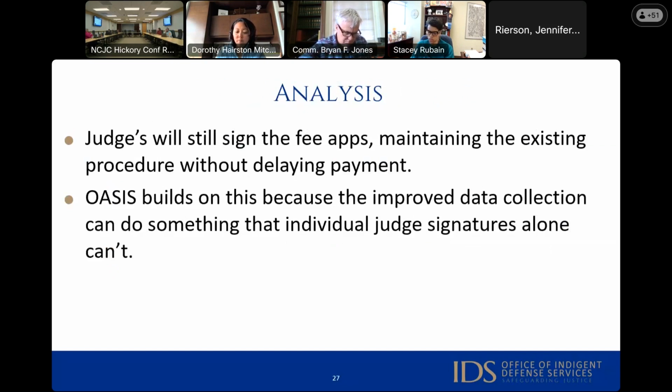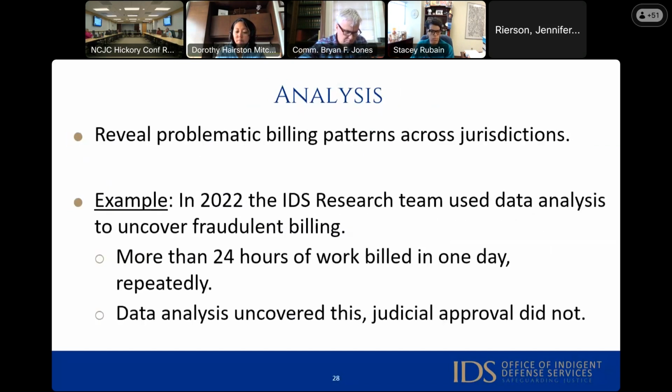OASIS builds on this process because the improved data collection can do something that individual judges' signatures alone can't. They give us data, and that data can reveal billing patterns and trends across jurisdictions that expose problematic billing. As an example, in 2022, the IDS research team, which is Chris Sadler's team, used data to uncover fraudulent billing, where an attorney was billing more than 24 hours worked in a single day repeatedly over a long period of time. Data analysis uncovered this, judicial approval did not.